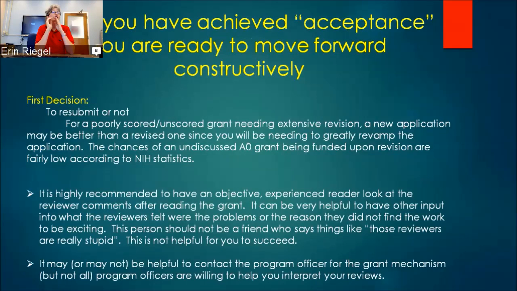So you really need to decide whether it makes sense to send in an A1 or a first revision, or does it make more sense to simply submit the grant as a new application, taking the reviewer comments into consideration. This would be an extensive rewrite, revamping the application, refocusing the application, dealing with all of the reviewer concerns, but sending it in as a new grant.